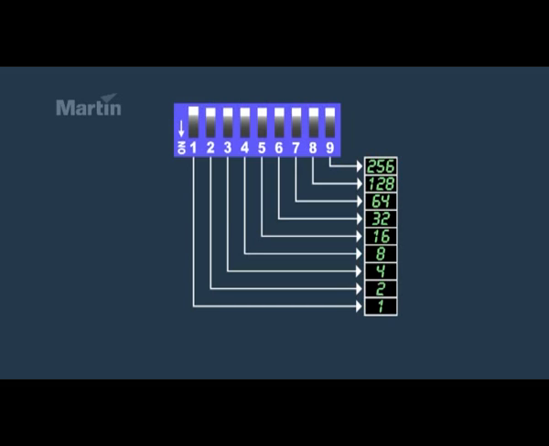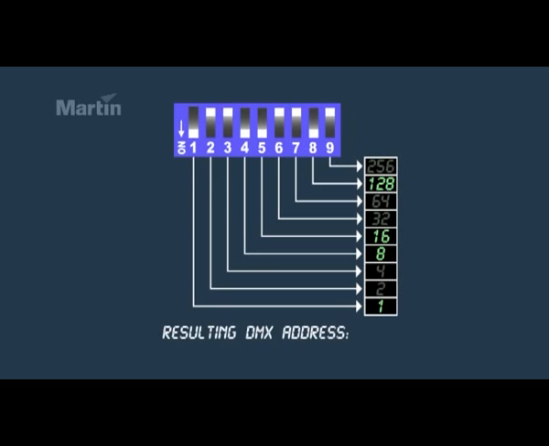Let's see an example of this in action. In this example, we set to on switches 1, 4, 5 and 8. Look at the corresponding decimal values. 1, 8, 16 and 128. Add them all together and the resulting DMX address is 153. Flip the switches and you alter the DMX address.